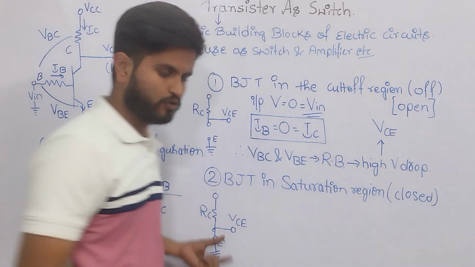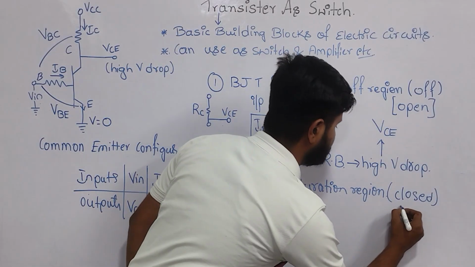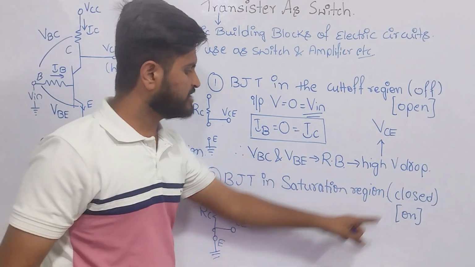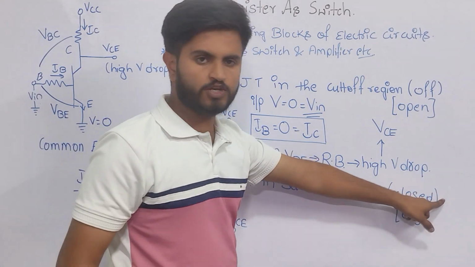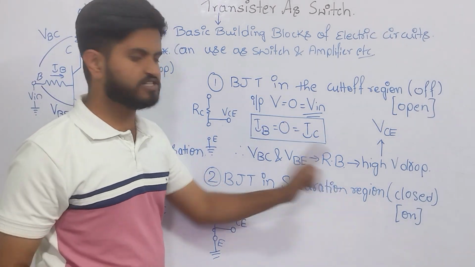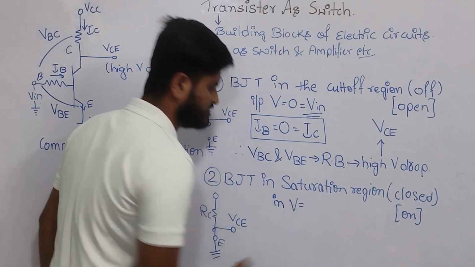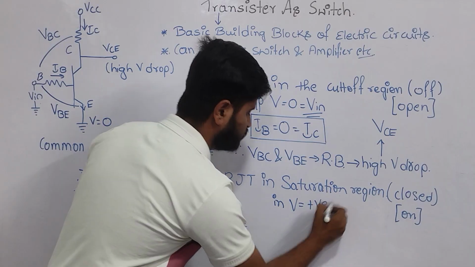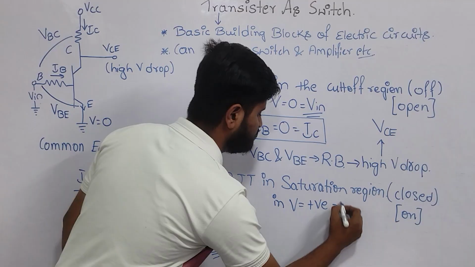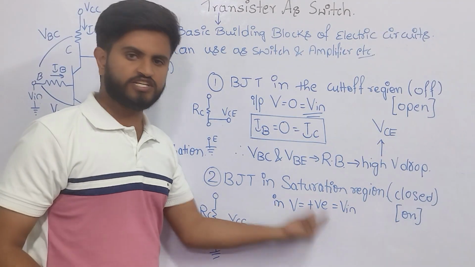When the circuit is closed, the current can pass through it and my switch will be on. My switch will be on and my circuit will be closed. Vice versa you must write. When the bipolar junction transistor is in the saturation region, my input voltage will be positive, that is greater than 1. So my Vin value, which is the input voltage value, will be a positive value.